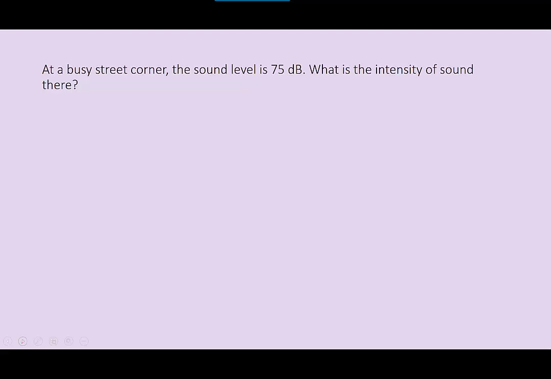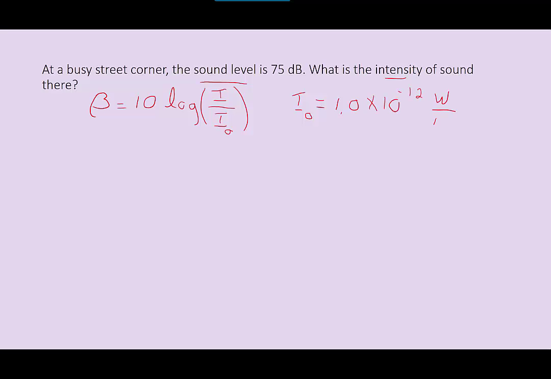At a busy street corner, the sound level is 75 decibels. What is the intensity of sound there? Okay, so this is actually talking about the relationship between the sound level and the intensity. So we have to use the equation with beta. That beta is equal to 10 log of I over I naught. Keeping in mind that I naught is the threshold of hearing, so it's 1.0 times 10 to the negative 12 watts per square meter.